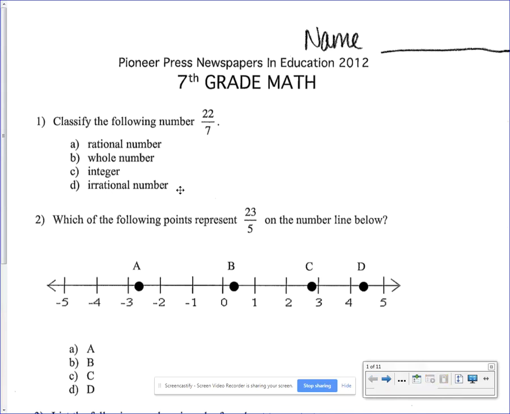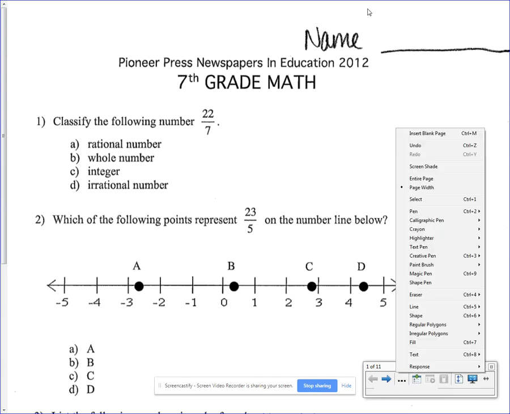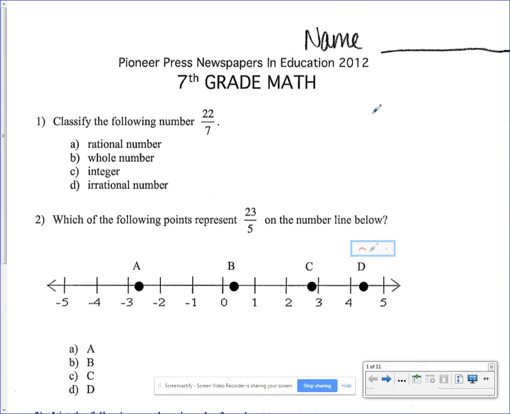All right, get your name on this packet. I am going to give you some pointers on some of these before I let you work individually and independently on this. So make sure you're following along. If you need to pause the video at any point, go ahead and do that. But make sure your name is up here at the top.